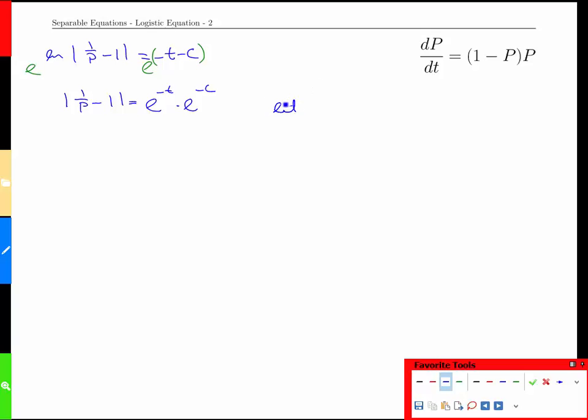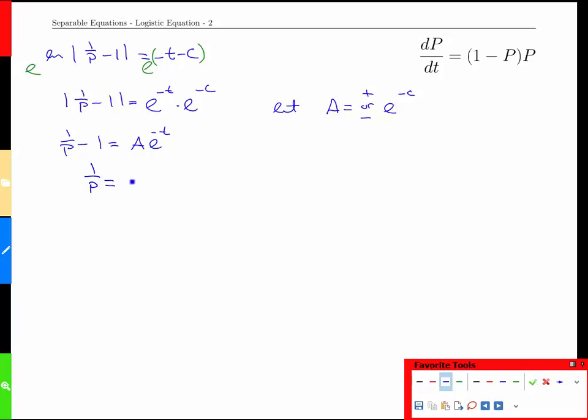So we're going to invent a new variable. We'll call it a. e to the negative c is just some bigger constant that we don't know. We'll let that be mainly what a is, but we're also going to have a plus or minus as needed to get rid of the absolute value signs. And that leaves us with 1 over p minus 1 equals a e to the minus t. So this term here turns into a, and we have the e to the negative t. And now we're in fantastic shape for solving.